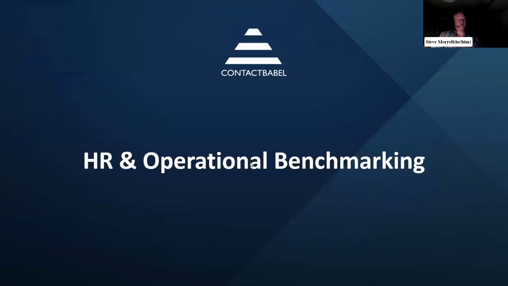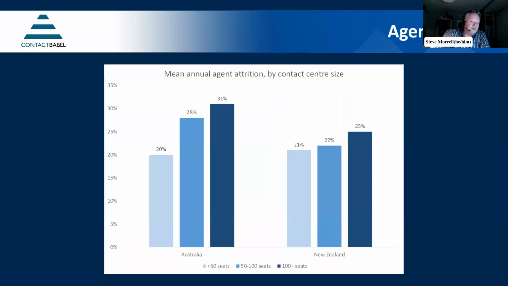So this presentation is broken into 4 parts: HR and operational benchmarking first, then digital channels, customer experience, and finally strategy. So let's look first at average agent attrition rates. These are segmented by contact center size: small, medium, large, so sub 50, 50 to 100, and 100 plus. And you can see here that, in common with many other countries, larger operations will tend to have higher levels of attrition. And you can see this is particularly the case in Australia.